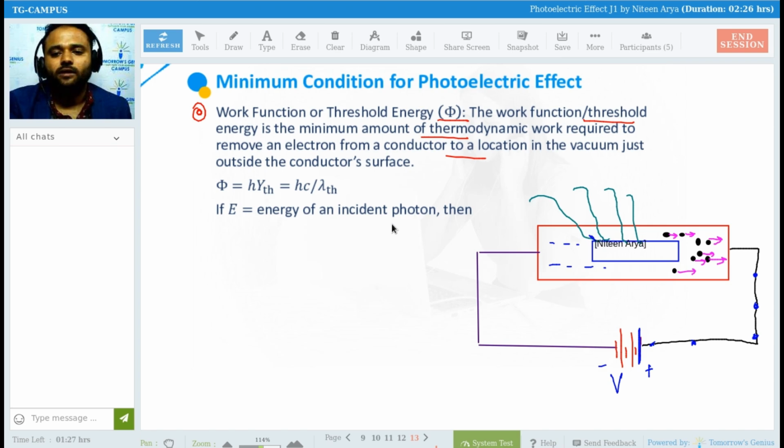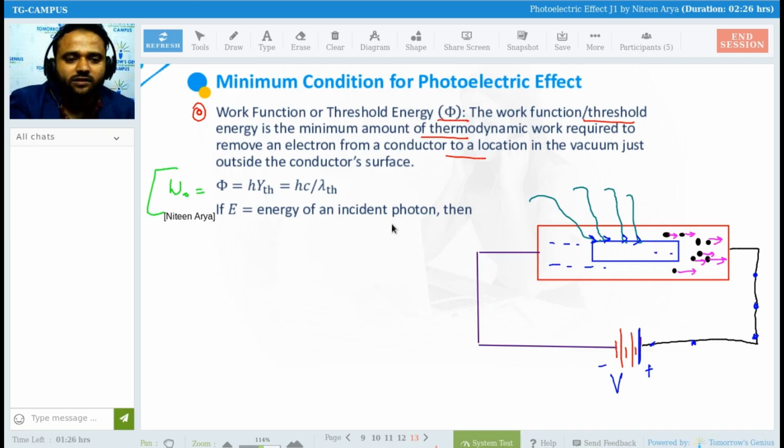So this is the property, and this is the photoelectric effect. Is this clear, everyone? The thermodynamic work required to remove an electron from a conductor to a location in the vacuum just outside the conductor surface. This is your conductor, and that's just outside the conductor surface. So this threshold energy is nothing but h times nu_th, the threshold frequency, which is hc by lambda. If E, the energy of an incident photon, is greater than that, then the next condition is written over here.